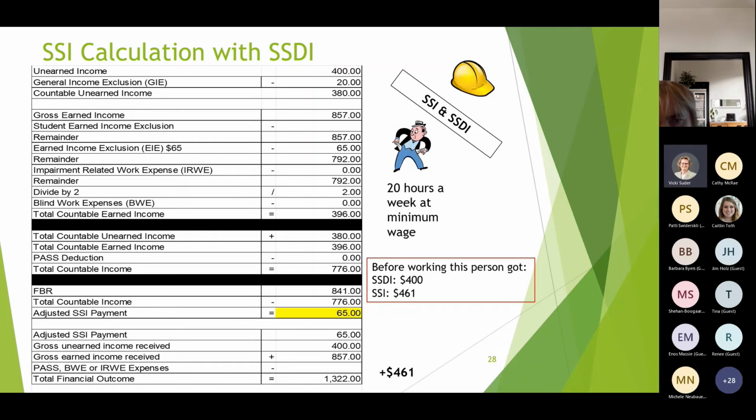And then there's another question. How long is the expedited reinstatement time period after a person starts working? So expedited reinstatement happens when the individual loses their benefit because of work, and then they have 5 years from the time that they lost their benefit because of work.